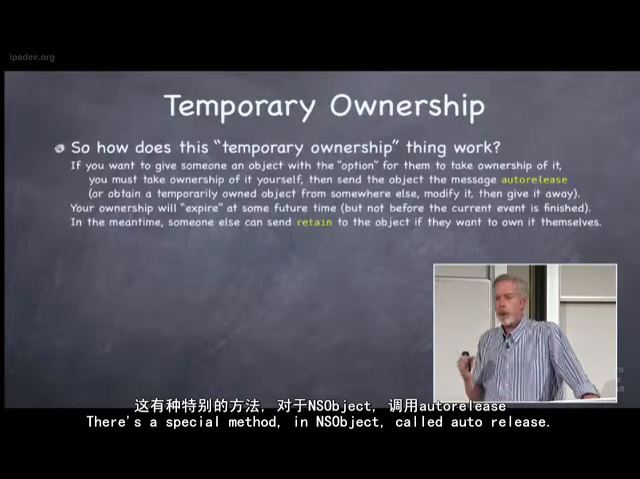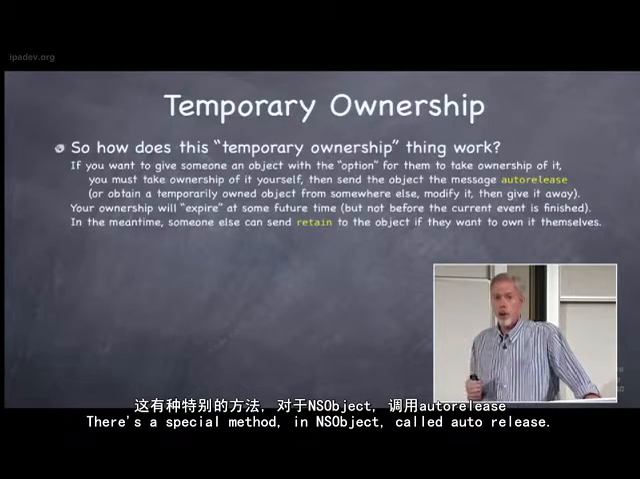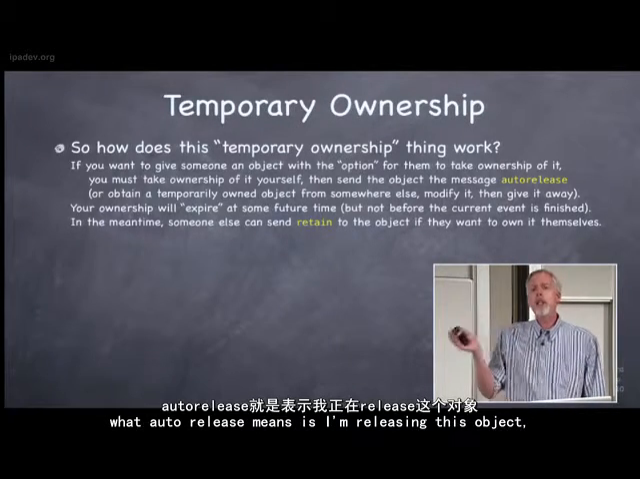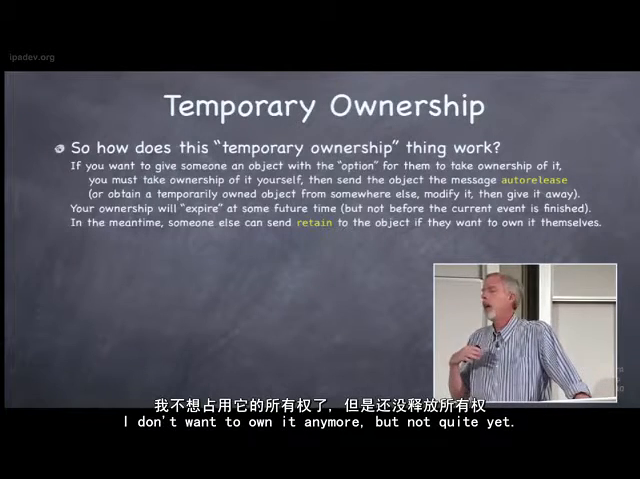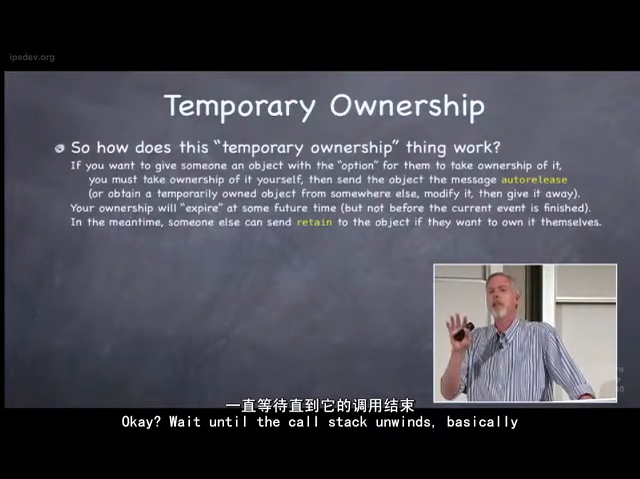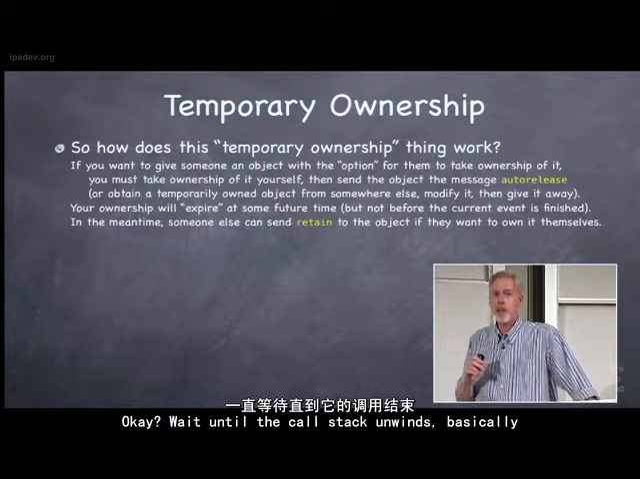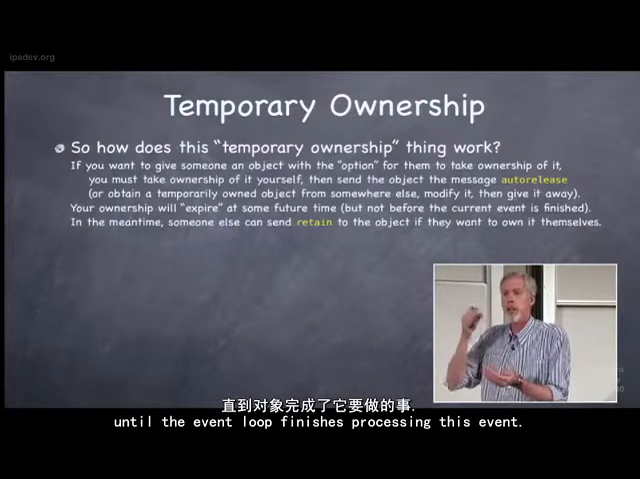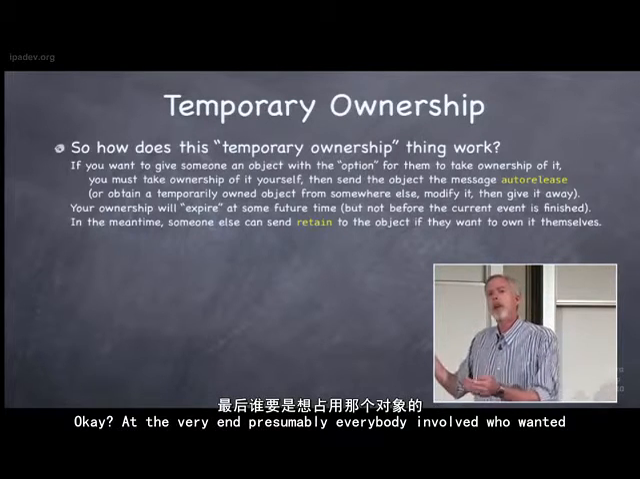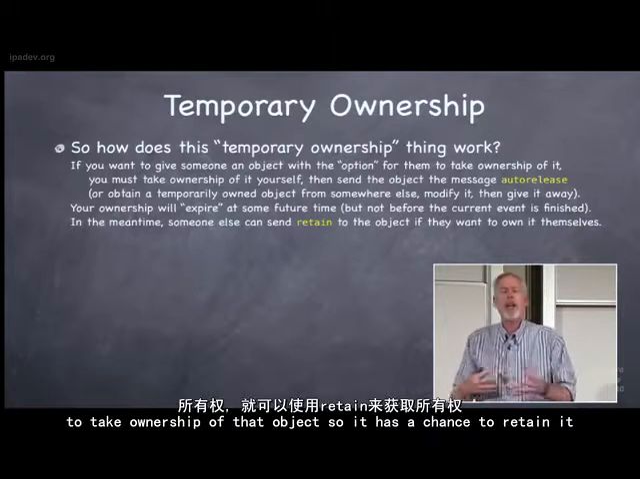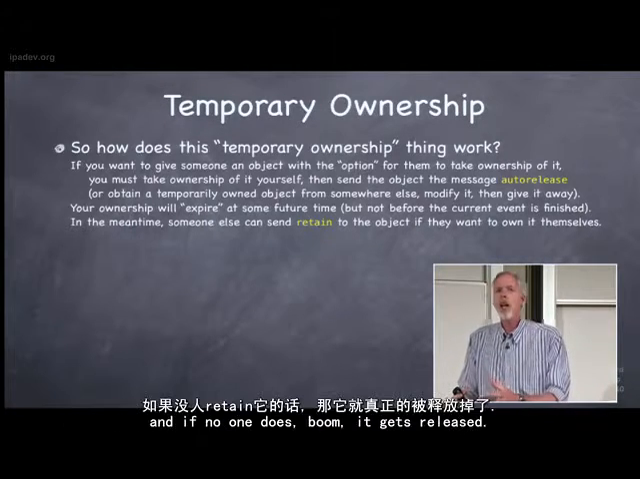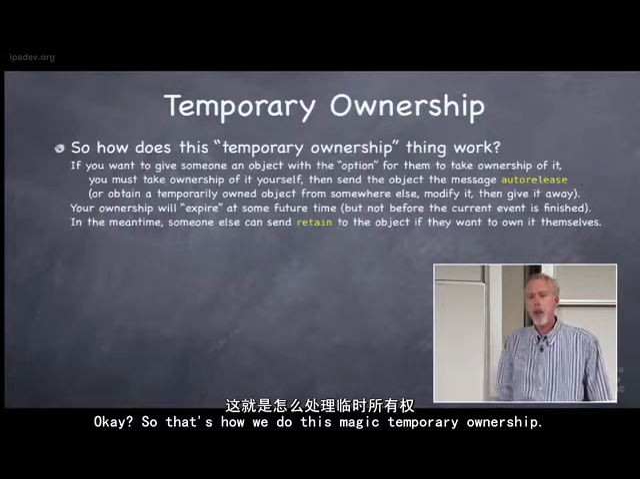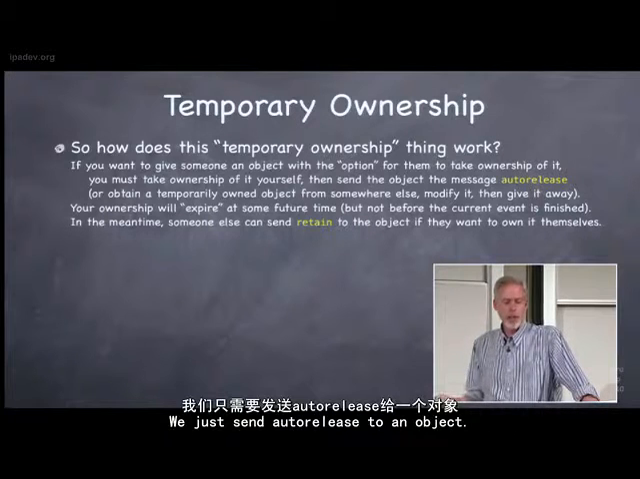There's a special method in this object called autorelease. And what autorelease means is I'm releasing this object. I don't want to own it anymore, but not quite yet. Wait until the call stack unwinds, basically. Or to be more accurate, wait until the event loop finishes processing this event. At the very end, presumably everybody involved who wanted to take ownership of that object has a chance to retain it, and if no one does, boom, it gets released. Okay? So that's how we do this magic temporary ownership. We just send autorelease to an object.